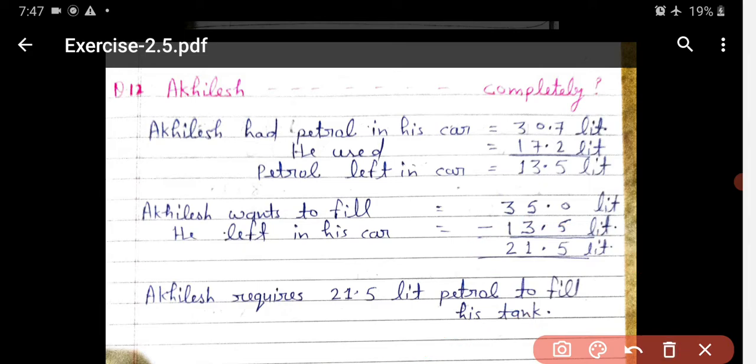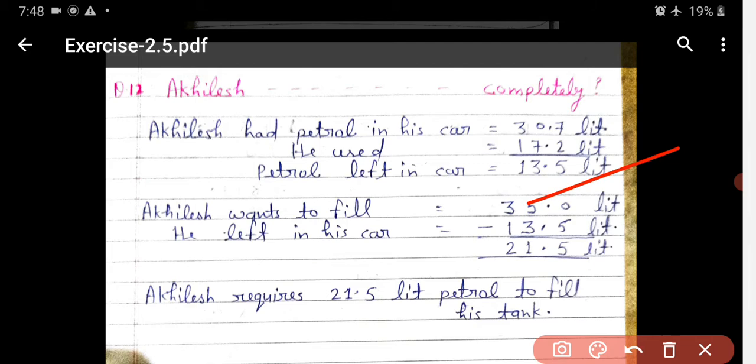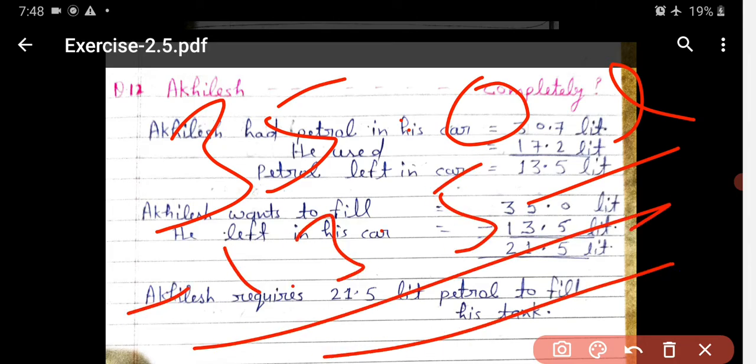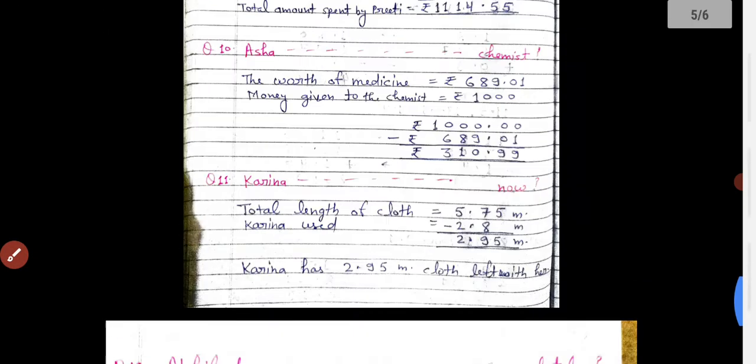Okay, does everyone understand the question now? Total present now is 30.7. Okay, 17.2 used. Now how much is left? 13.5 left. Now if you want to fill the tank, you need 35 liter, and 13.5 is already present here. So how much do you require? Just subtract, you will get your answer, and your answer is 21.5 liter. So I am explaining this exercise.